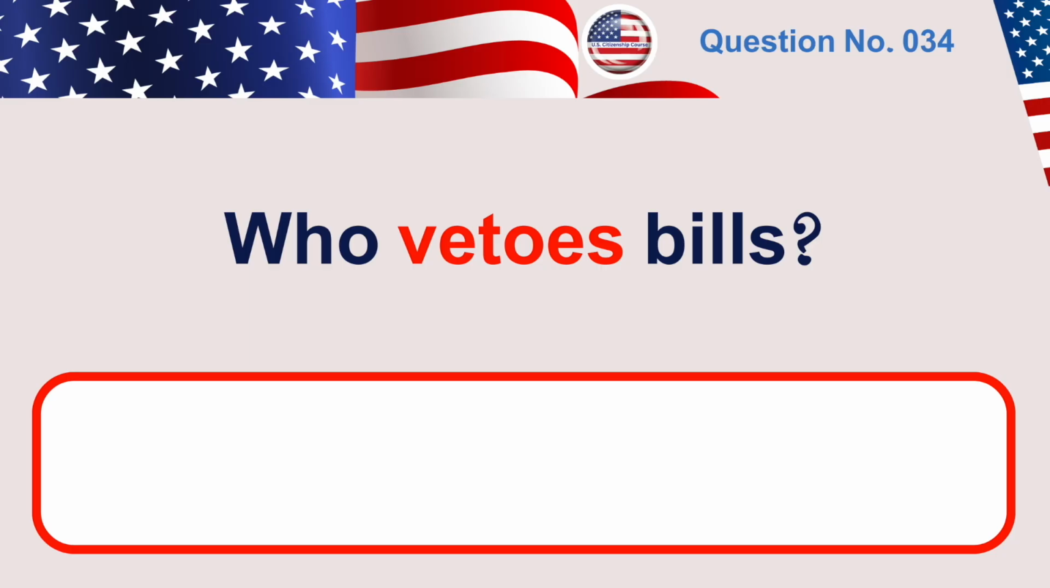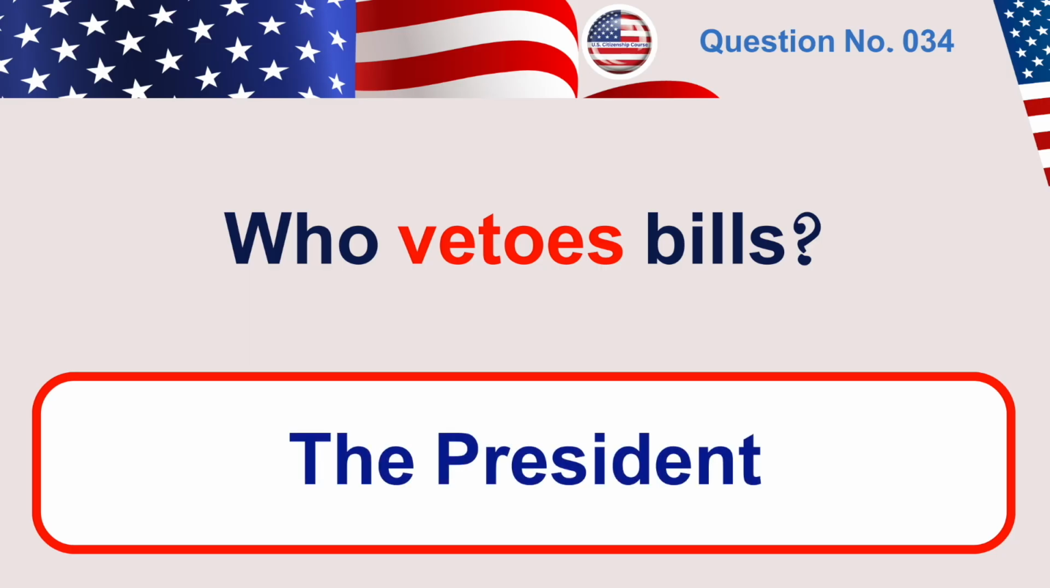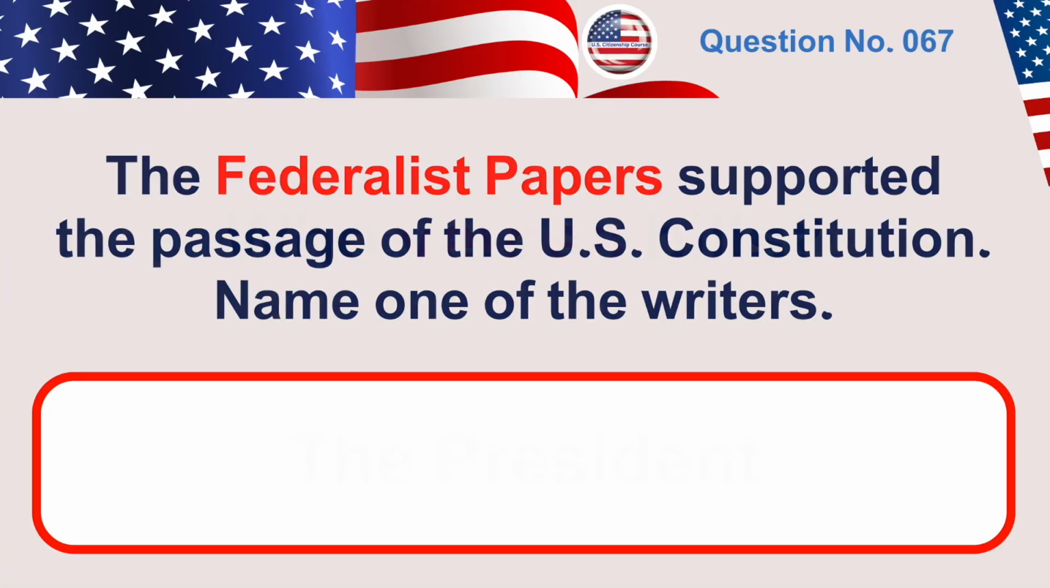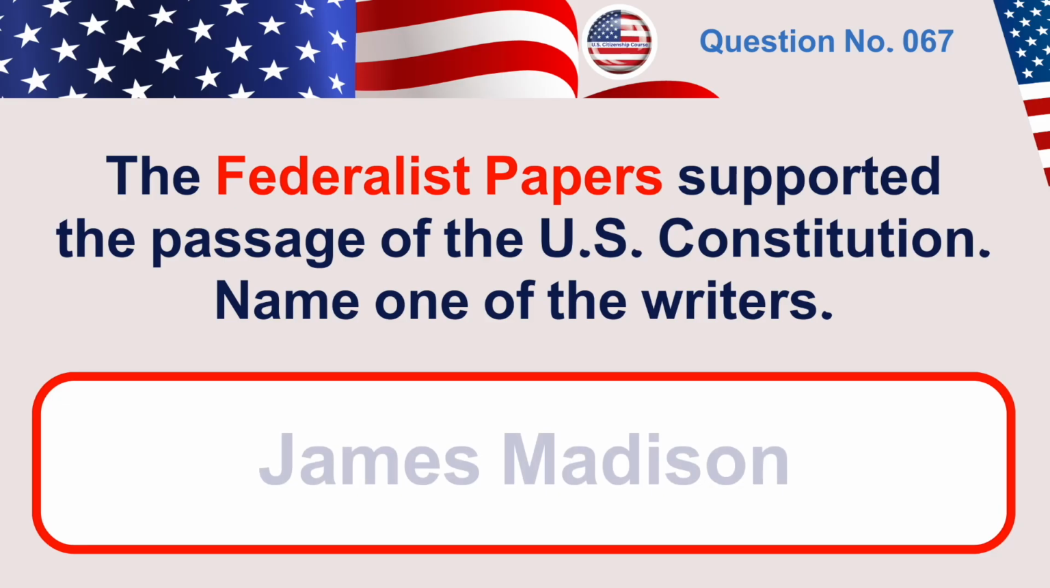Who vetoes bills? The President. The Federalist Papers supported the passage of the U.S. Constitution. Name one of the writers. James Madison.